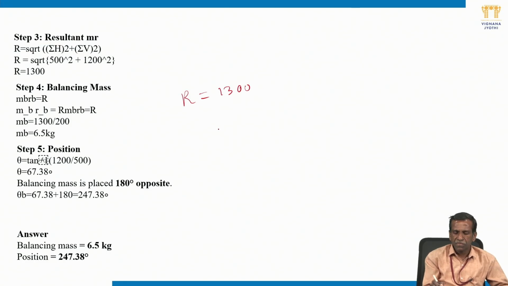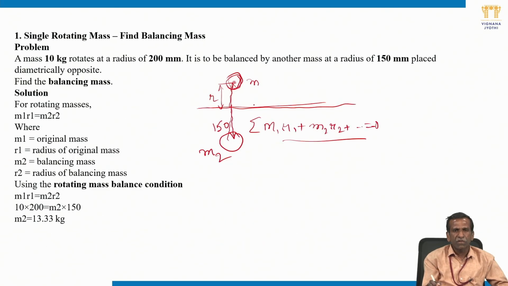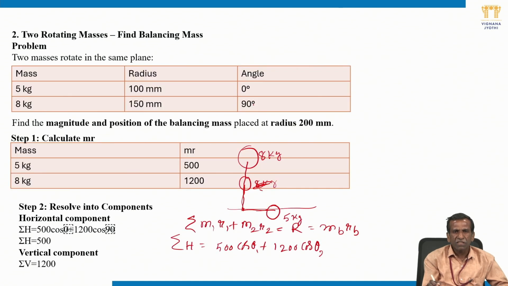So this much balancing mass is required, because this sigma m r, the vertical as well as horizontal components and resultant, is not 0. So you need to use some mass. You can see what is asked in this problem: find the magnitude and position of the balancing mass placed at radius 200 mm. At 200 mm distance, what is the mass you can place? What is the magnitude, and what is the direction, the orientation also?